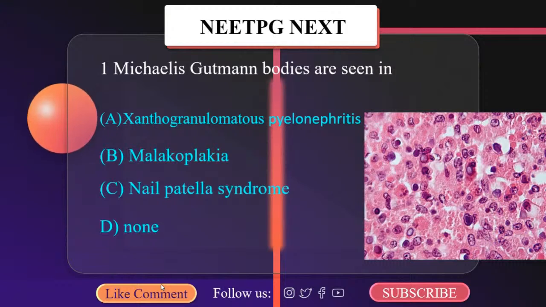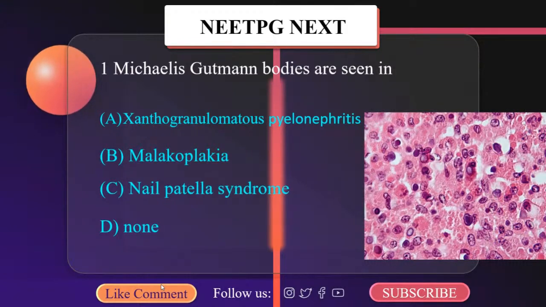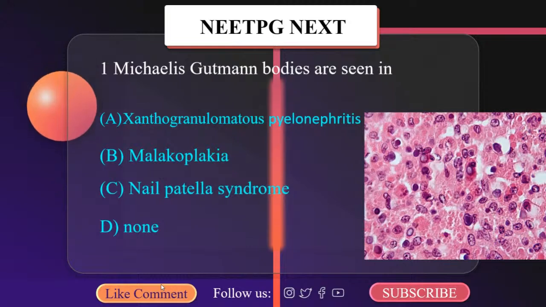Michaelis-Gutmann bodies are seen in A. Xanthogranulomatous pyelonephritis, B. Malakoplakia, C. Nail-patella syndrome, D. None. What do you think is the correct answer here?